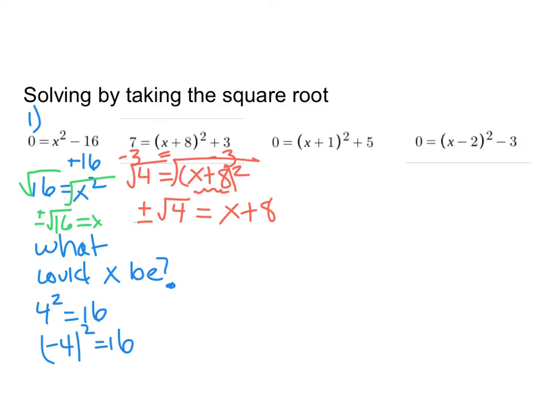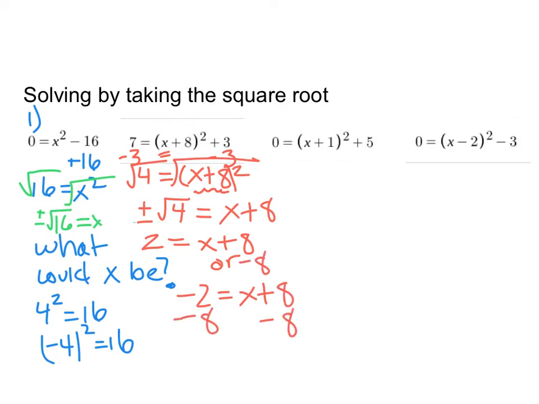So I'll break that up into two different problems. So 2 equals x plus 8, or negative 2 equals x plus 8. This should sort of feel like the zero product property, how you end up with two different possibilities. So the first one up here gives me negative 6. This one right here gives me negative 10.